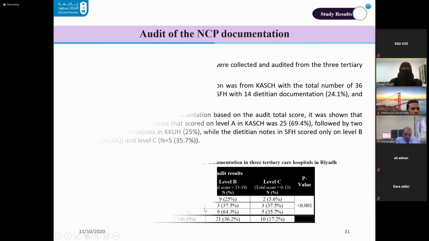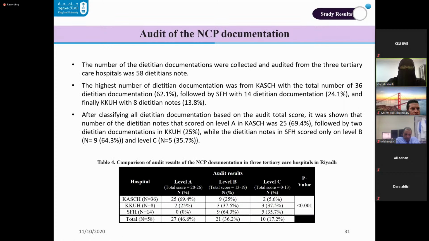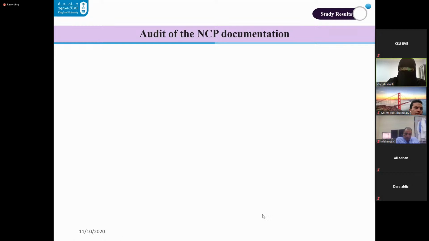After auditing the dietitian documentation, we found out that only 58 dietitian notes were found in the patient files. CASH has the highest number, which is 36, and their level was mostly level A, which is the highest. King Khalid University Hospital and Security Forces Hospital scores were mostly on the B and C level.